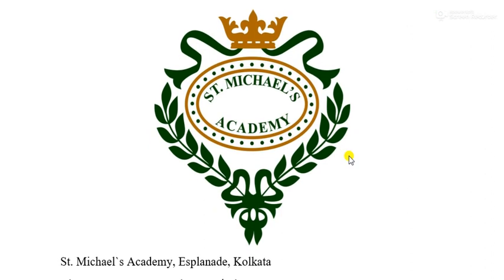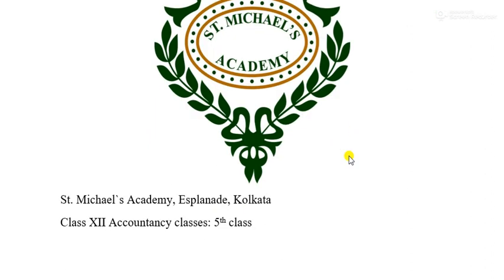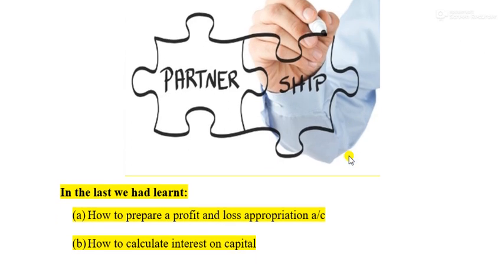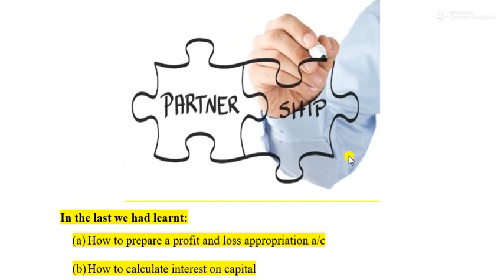This is the accountancy class, and we were continuing with the chapter Introduction to Partnership. This is the fifth class, and in the previous classes, we had already learned how to prepare a profit and loss appropriation account, and we also solved a simple example on how to prepare it. I had also given you some homework, and that homework is to be submitted to me by this week.